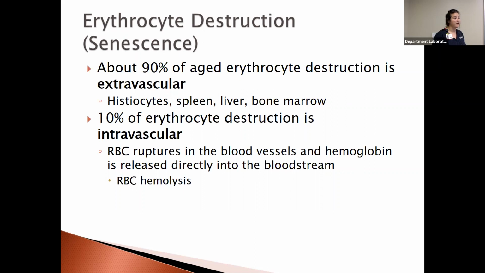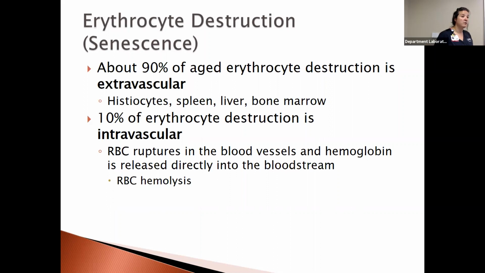So about 90% of your erythrocyte destruction is going to occur extravascular, meaning that it's going to occur inside your spleen. And the liver and the bone marrow can be involved too, but most of it's going to occur in the spleen. 10% can occur inside the vessel, intravascular. And this is just when the red cell ruptures in the blood vessels, hemoglobin is going to be released directly into the bloodstream. We have to have methods in place.